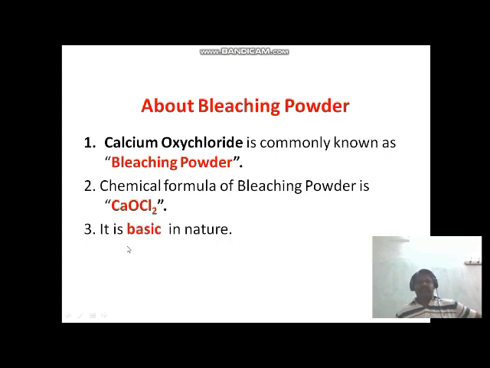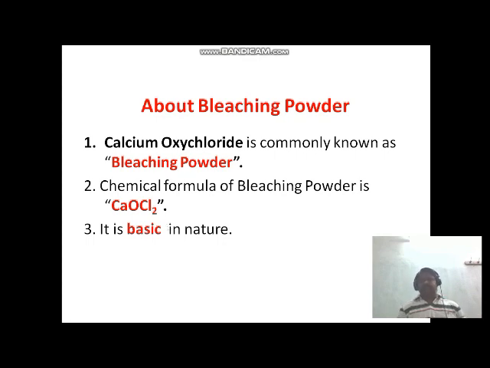Next, it is basic in nature. That means you take a red litmus paper, place it in the bleaching powder and observe it. Within a fraction of a second, the red litmus is converted into blue color. The substance which converts red litmus into blue is said to have basic nature. So, the bleaching powder is known as calcium oxychloride, the chemical formula of bleaching powder is CaOCl2, and it has basic nature.